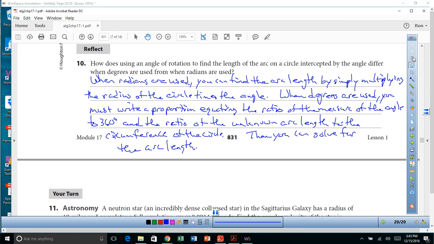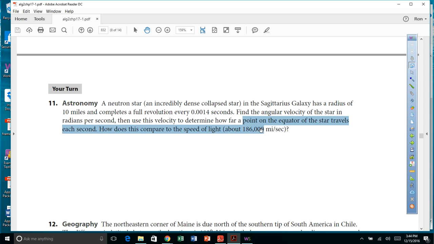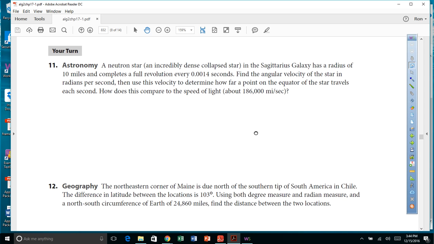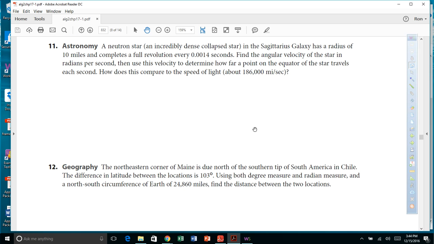All right. Our turn. Astronomy. A neutron star, an incredibly dense collapsed star in the Sagittarius galaxy, has a radius of 10 miles and completes a full revolution every 0.0014 seconds. Find the angular velocity of the star in radians per second. Then use this velocity to determine how far a point on the equator of the star travels each second. How does this compare with the speed of light? About 186,000 miles a second. Okay.